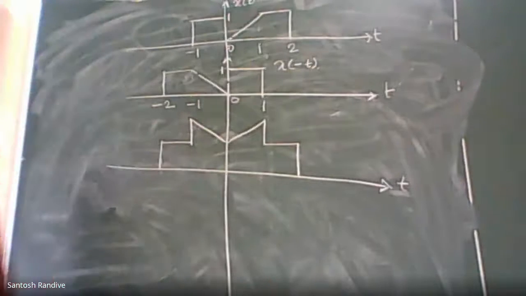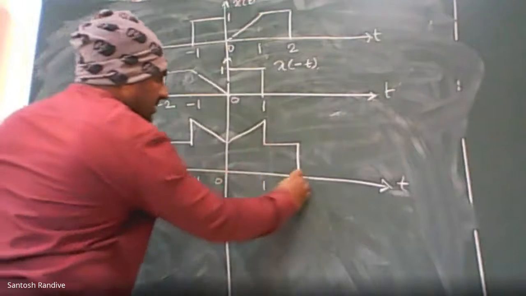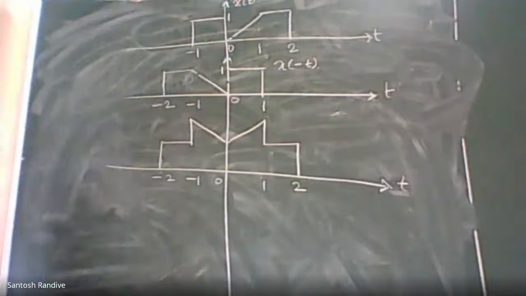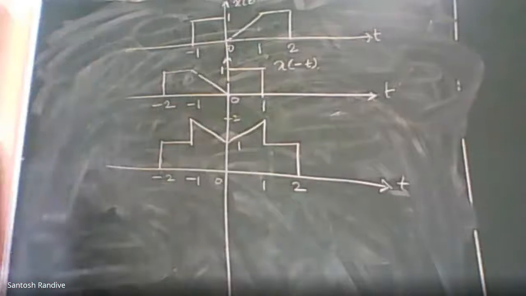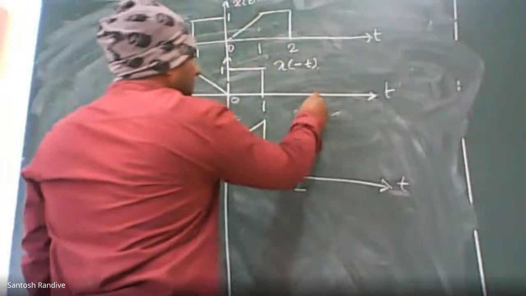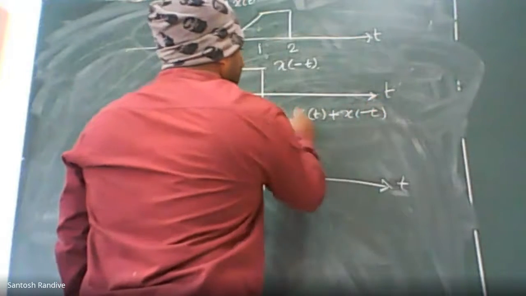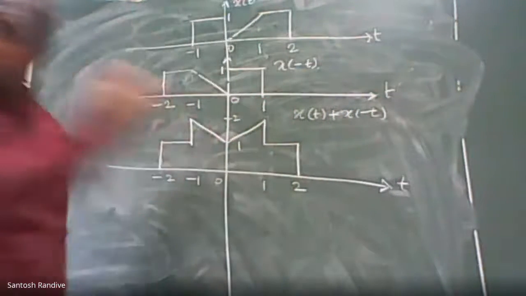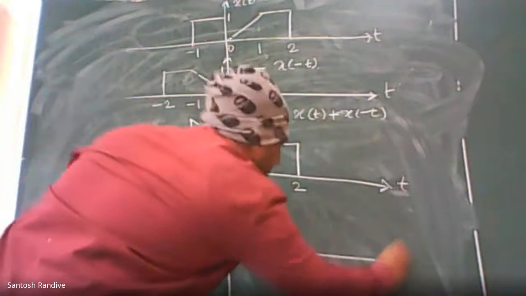So this will be -2, -1, 0. This will be 1, this will be. Yes, what is the amplitude here? Here 1, here it will be. Now what? The last step. The last step is here. What is this signal? This signal is x of t plus x of minus t. Now we have to divide by 2. So by 2, obviously we just have to reduce the amplitude.